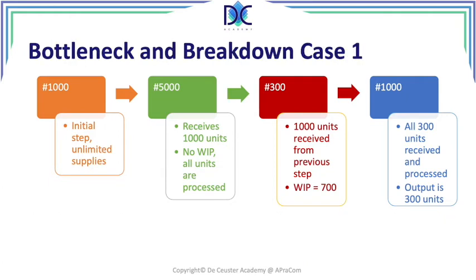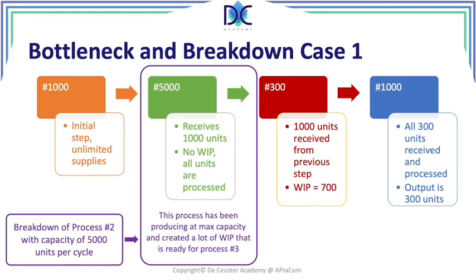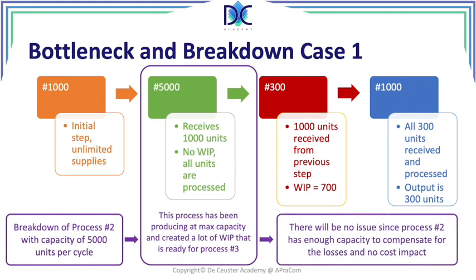Now, when we look at the bottleneck and the breakdown, we have a first case here. This first case is where this step breaks down. Now, when this step breaks down and we have, let's say, it's a limited time, what we see is that before step 3, we still have work in progress, which is going through because we create WIP 700 units per cycle.